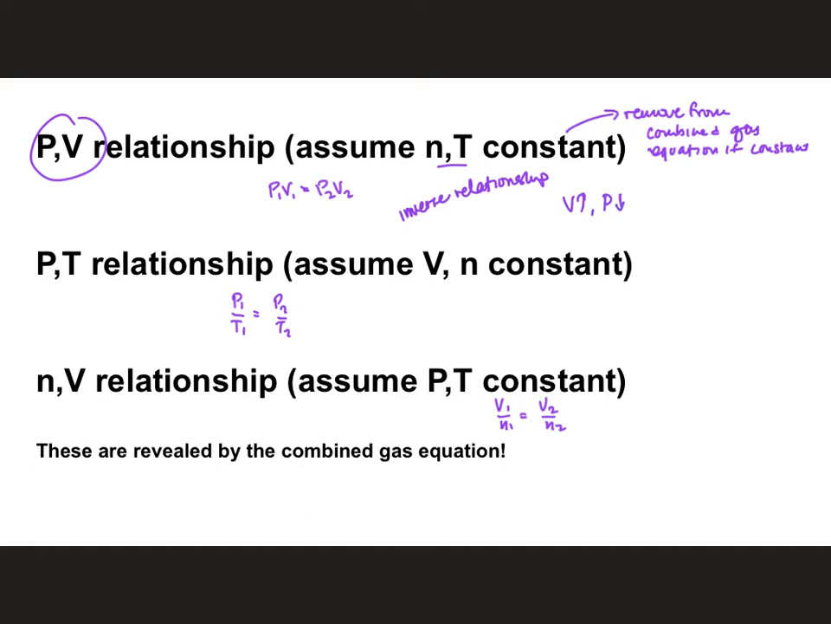On the other hand, if we look at the relationship between P and T, or V and n, these are both direct relationships, because that's a direct proportion.